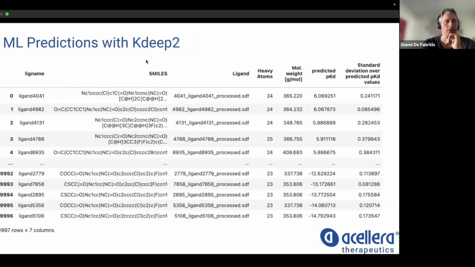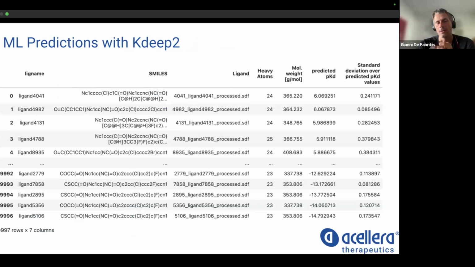We have this code, KDeep version 2. KDeep was one of, if not the first, machine learning models to predict binding affinity from structure. I think KDeep and AtomNet were the first two, so it's quite old.